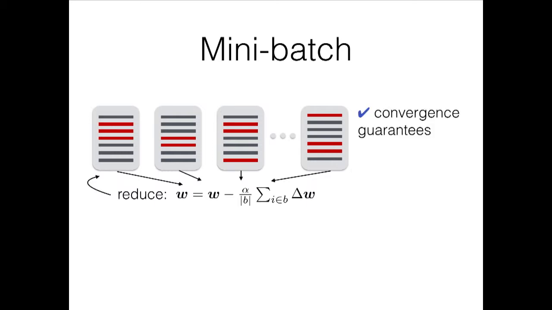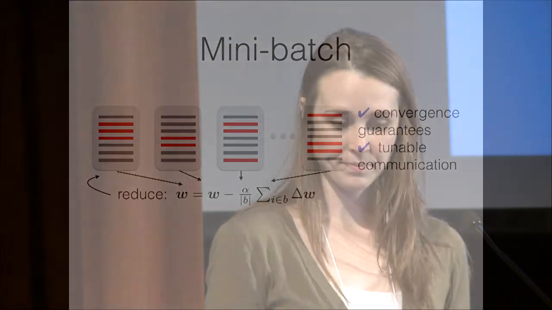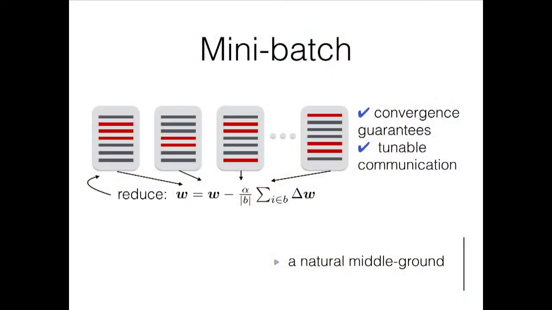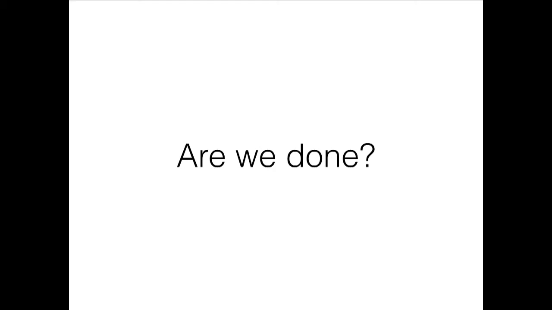This is great because we have convergence guarantees about this algorithm. And the communication is also tunable. What I mean by that is you can choose the batch size to be as large as you'd like to balance the trade-off between communication and computation in your setting. So this is a natural middle ground, and it's very common, something that people are using a lot now. So we may wonder, in this setting, are we done?